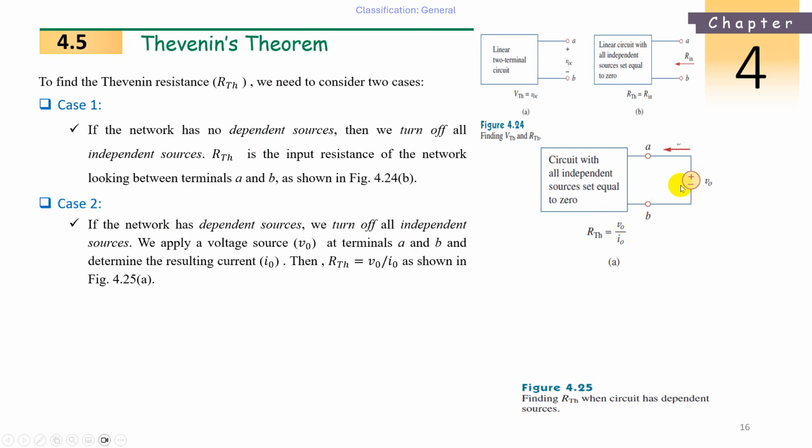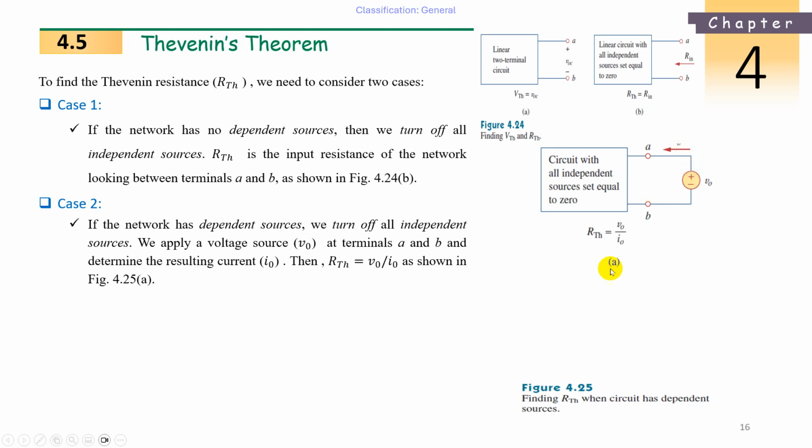Just apply a voltage V0 at A and B and then determine the resulting current I0. Because of this 1 or 2 volts of V0, find the current I0 going inside because of this source, because all other independent sources are off. There is no generating source inside. Only dependent sources are there. But what is exactly given is from outside, that is terminals A and B on the right hand side. So whatever voltage we give, that will give the current.